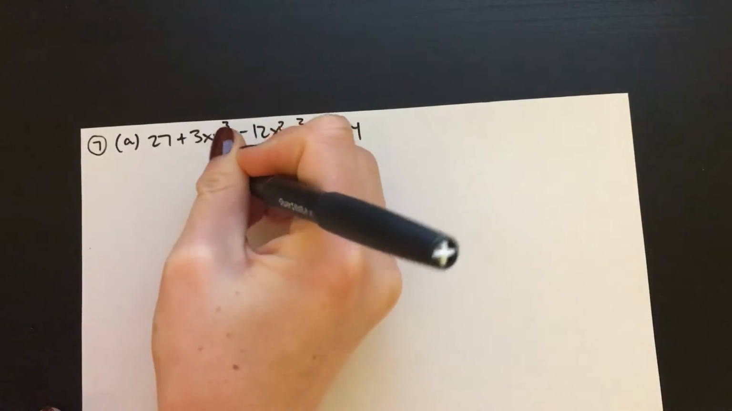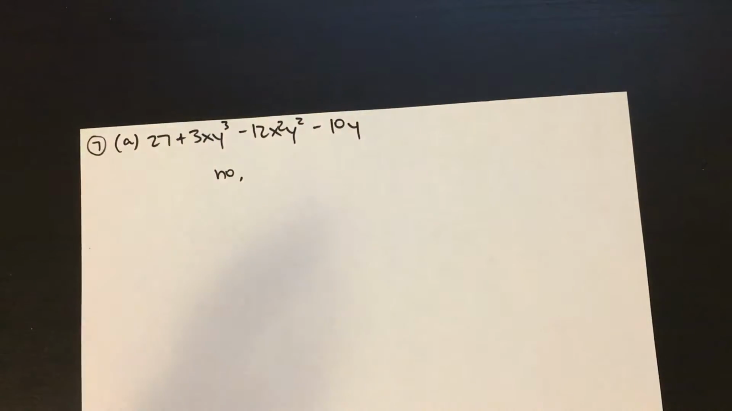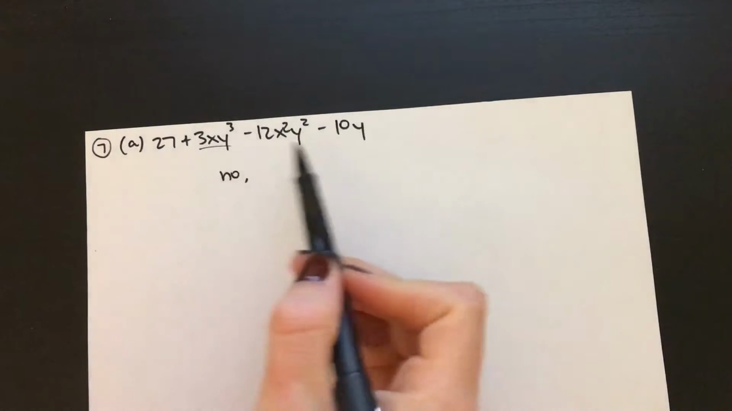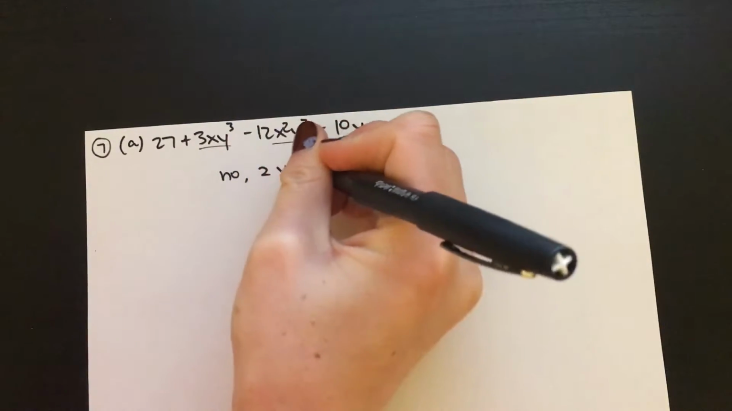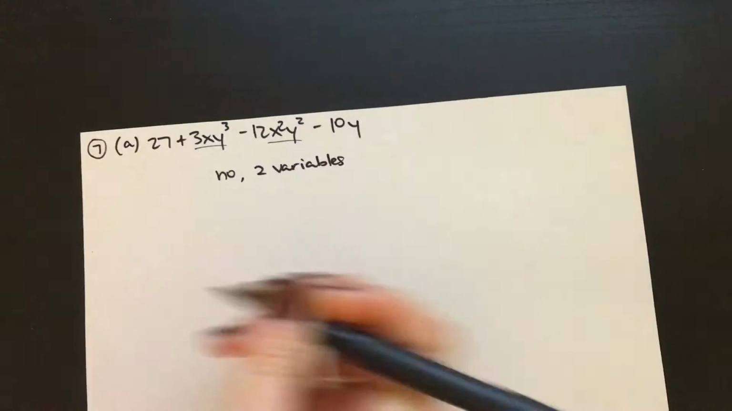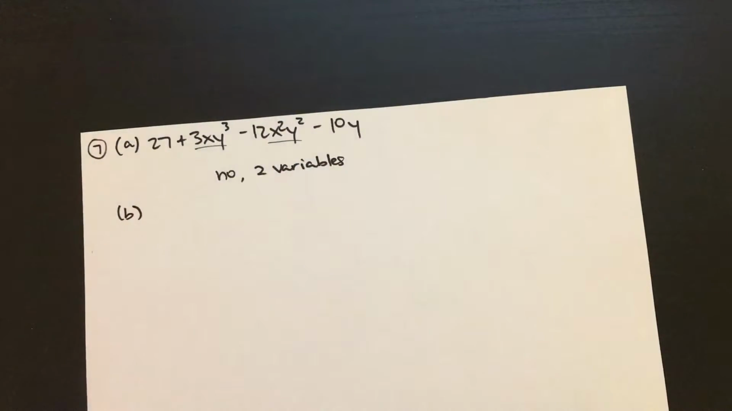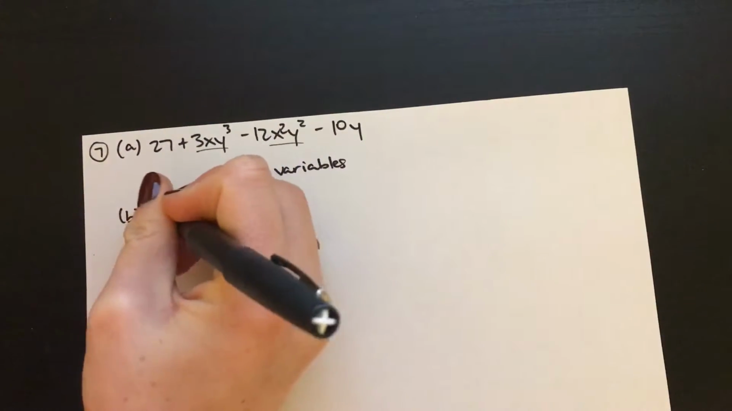So this one is a no, because we're asking whether it's a polynomial with one variable, and right here you can see we've got a mix of variables. So no, it can't be a polynomial with one variable because it has 2 variables. So that's easy enough. Move on to the next one.